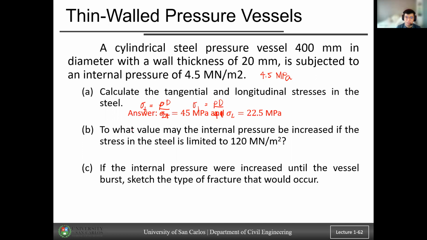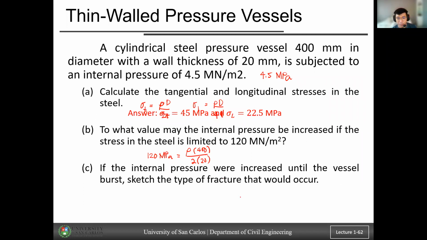So next question is, to what value may the internal pressure be increased if the stress in the steel is limited to 120 megapascal. So probably if you want to solve this problem, you start off with 120 megapascal and then try to reverse the process. So meaning the internal pressure is now the unknown parameter, then you're going to have 400 mm, and then 2 times the thickness. So magana siya nga dating. Okay?